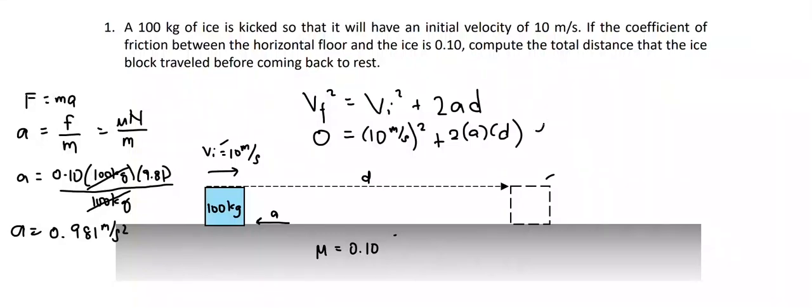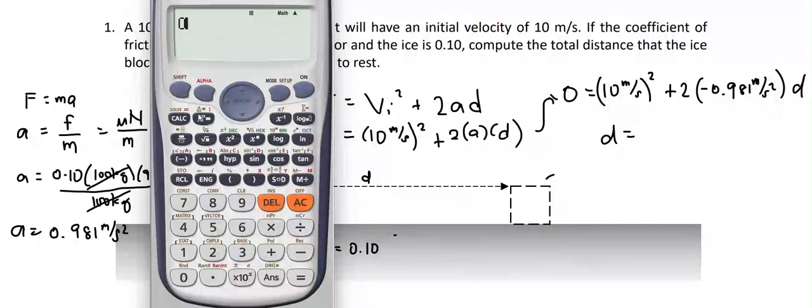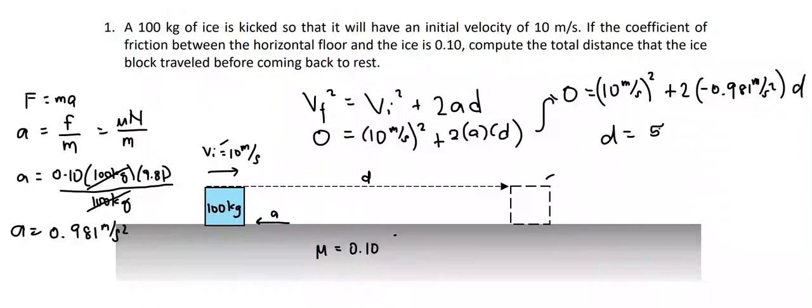Now we can solve for d. This is 0 equals 10 meters per second raised to the second power plus 2 times the acceleration, since it is opposing the direction of motion, it's negative, that is 0.981 meters per second squared times the distance d, which we want to solve. We get d equal to 50.97 meters.